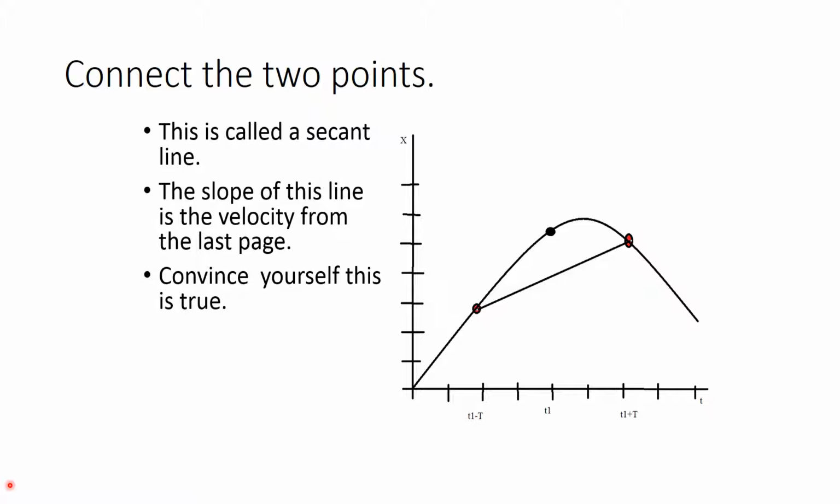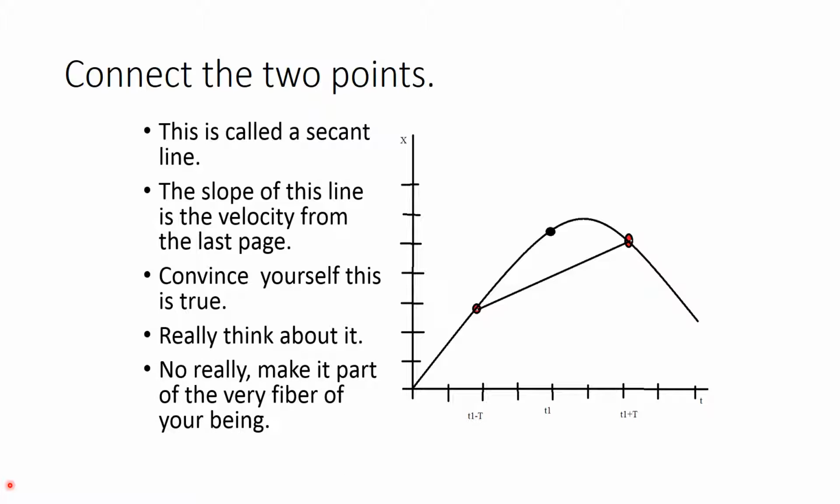So pause here and convince yourself that this is true. Really think about it. Make it an important part of you because it's a key piece of understanding. If you get the idea that the slope of this secant line gives you an average velocity over this interval, and then is going to in some way be approximately the velocity for t1, you'll go a long way towards understanding a lot of very important concepts.